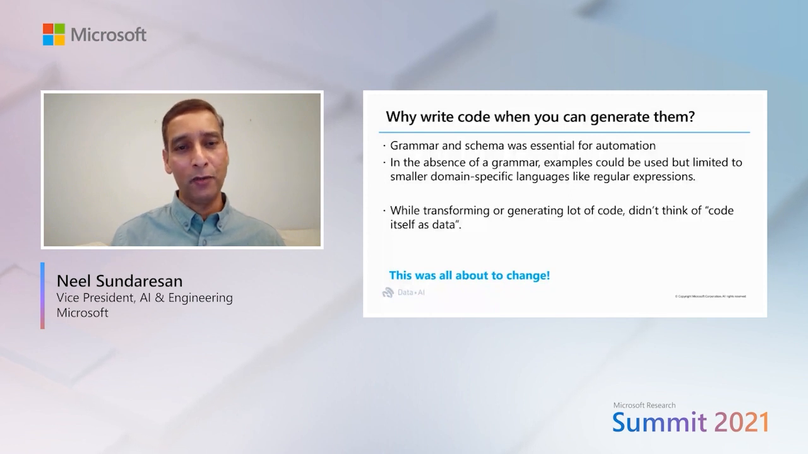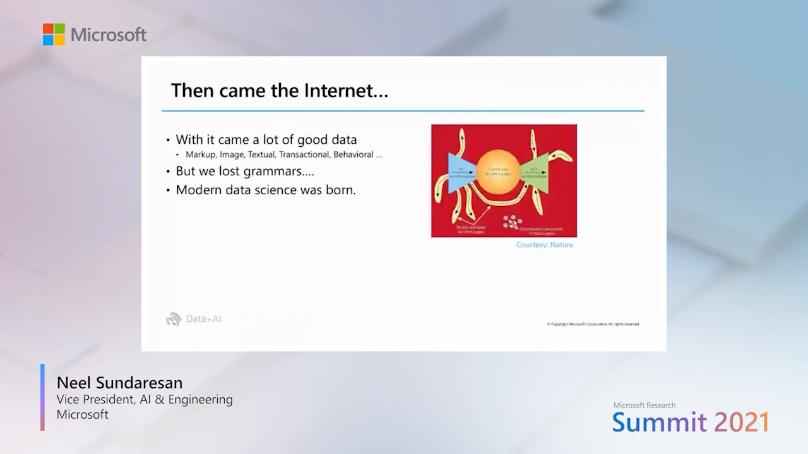But all of this was about to change because the internet came about. With the internet, we got a ton of data. There was markup data, image data, textual data, and a lot of this data is for human consumption. If you look at a commerce site, you have transactional data, you have behavioral data, etc. But what we lost in the process was schema or grammars. There was no grammar with it. But because we had so much data, modern data science was born.